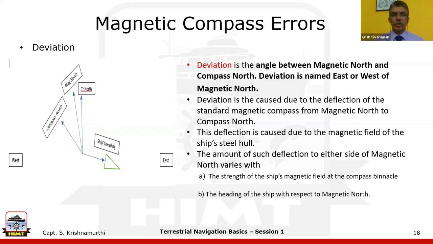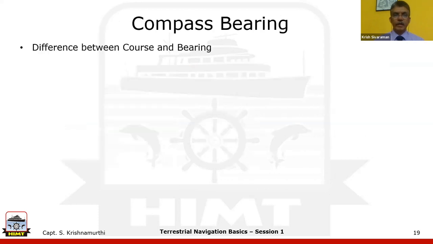Okay. So we understand again, the notation for deviation and variation is east or west, whereas for gyro error, it is high or low. Okay, that brings me to compass bearing. We have talked about course, true course and the compass course. Now, what is the difference between a course and a bearing?